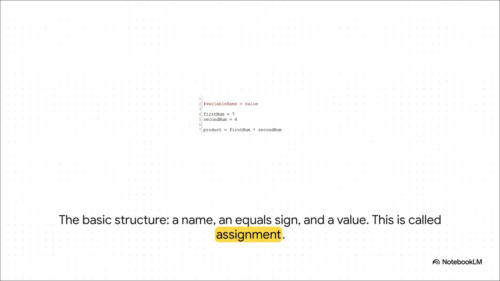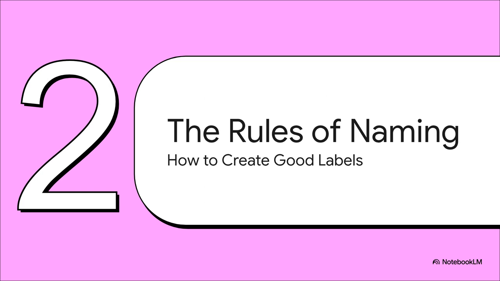So how do you actually make one? It's super easy. You just write the variable name, then an equal sign, and then the value you want to store. In this example, we're basically telling Python, hey, see this number 7? I want you to store it in a container and label that container firstNum. And this whole process has a name. We call it assignment. Now, of course, you can't just go wild and name your variables whatever you want. There are a few simple rules you've got to follow to make sure your labels are valid and easy for you and other programmers to understand later on.